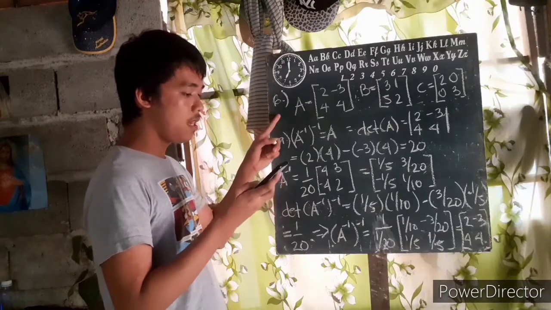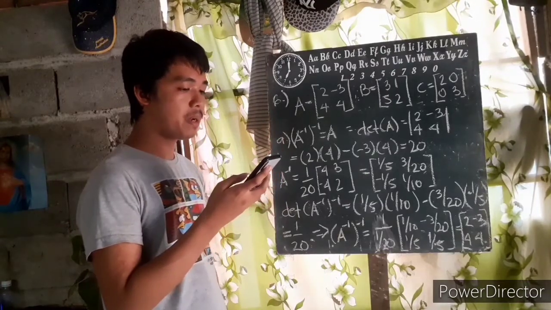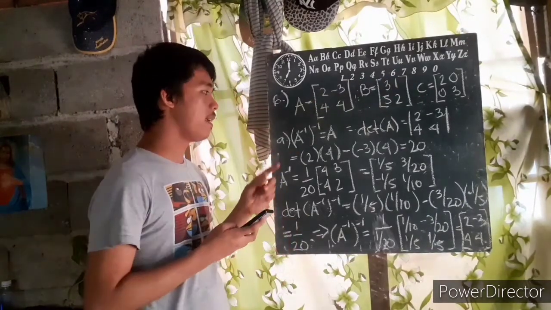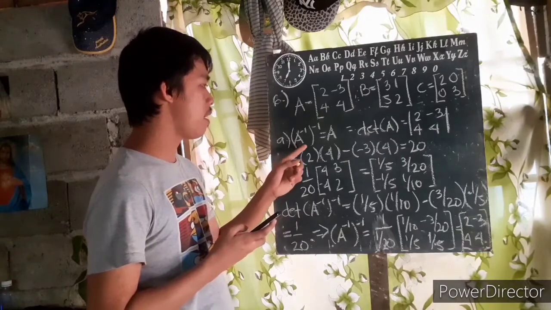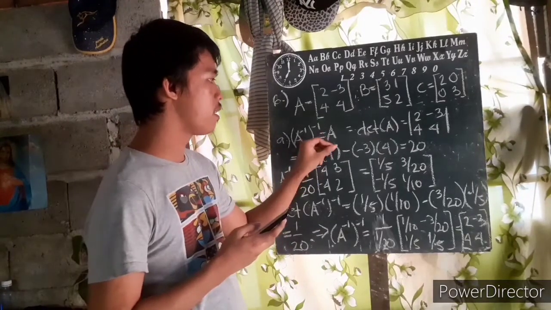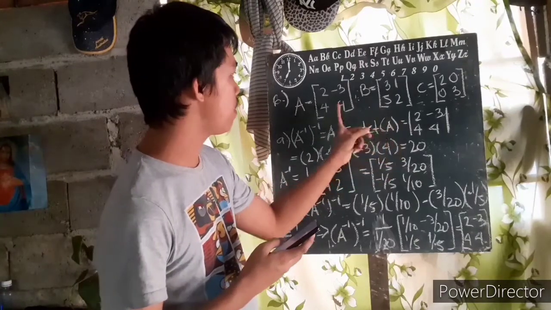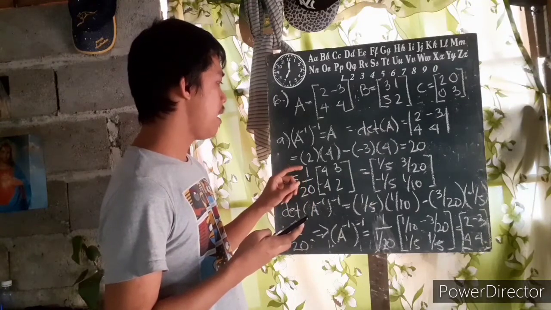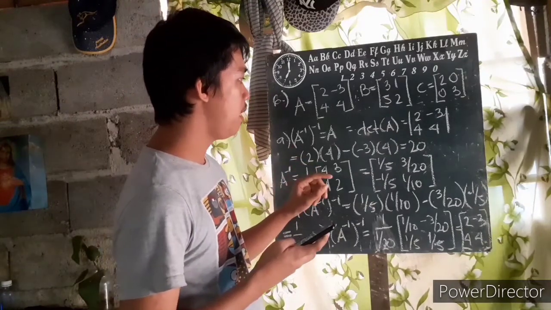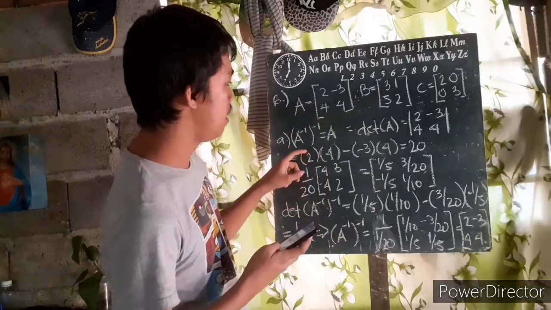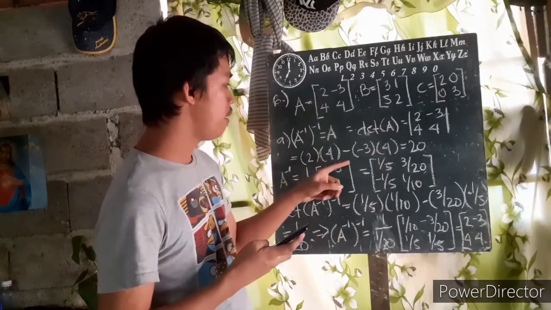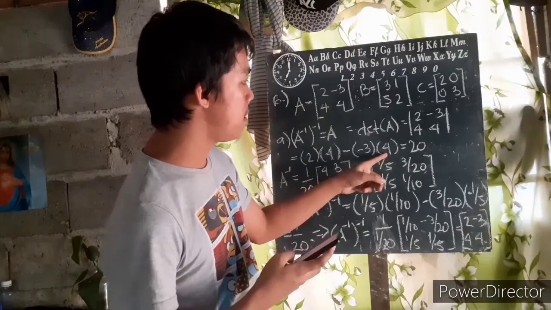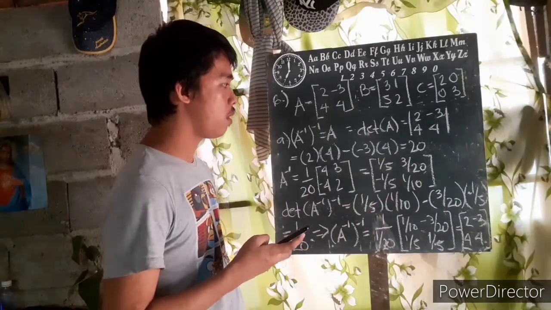Now, in number 6, verify that the equations below are valid for the matrices A, B, and C. So, we have the matrices A, B, and C. First, for A, show that the inverse of inverse A equals A. First we need to find the determinant of A, which is the matrix 2, negative 3, 4, and 4. It equals A times D minus B times C, which is 2 times 4 minus negative 3 times 4. So we get the result of 20.